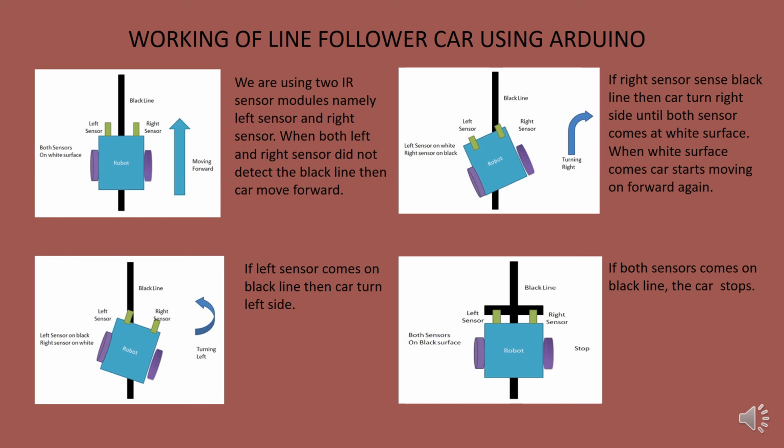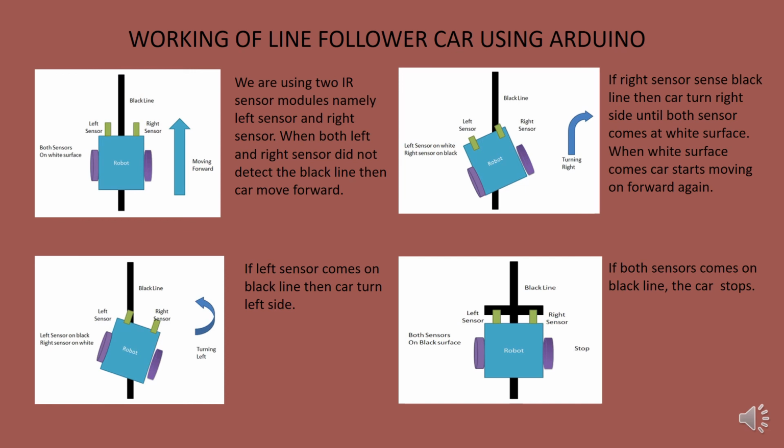It is vice versa for the left sensor. If the left sensor comes on the black line, then the car will turn to the left side, where the left motor will move backward and the right one will move forward. Then the robot will turn to the left.